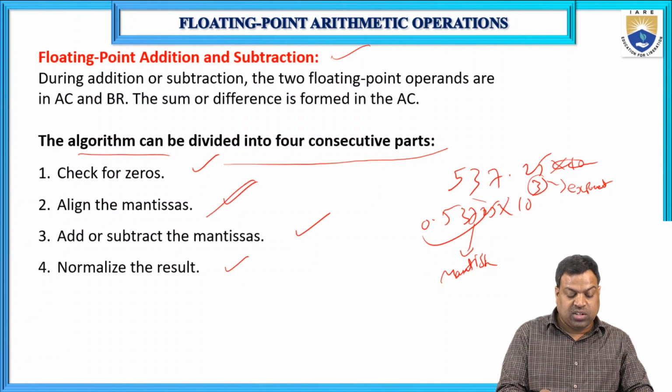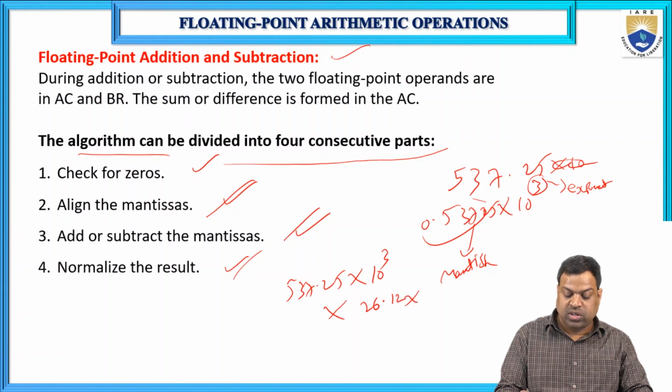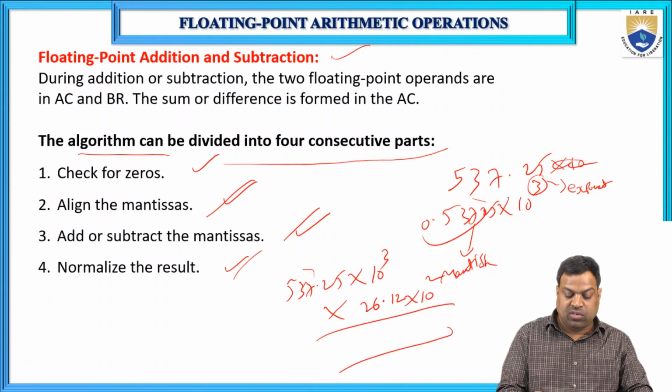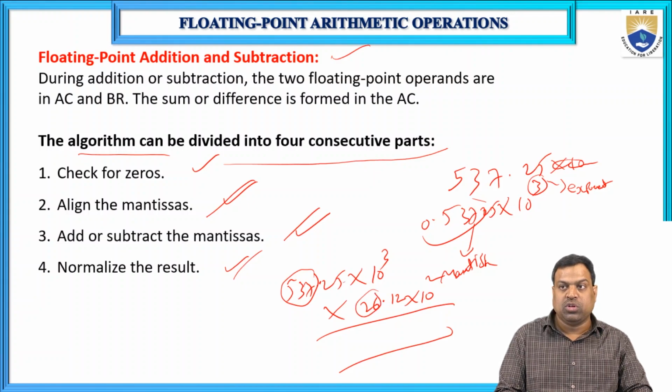So align the mantissa, or subtract the mantissa, and normalize the result. Suppose I have to multiply 537.25 × 10^3 with 260.12 × 10^2. Are these normalized? No. Here, after 537, three digits are the fraction value. Here, after 2 digits only the fraction value is there. Here 10 cube is there, and here 10 square is there.